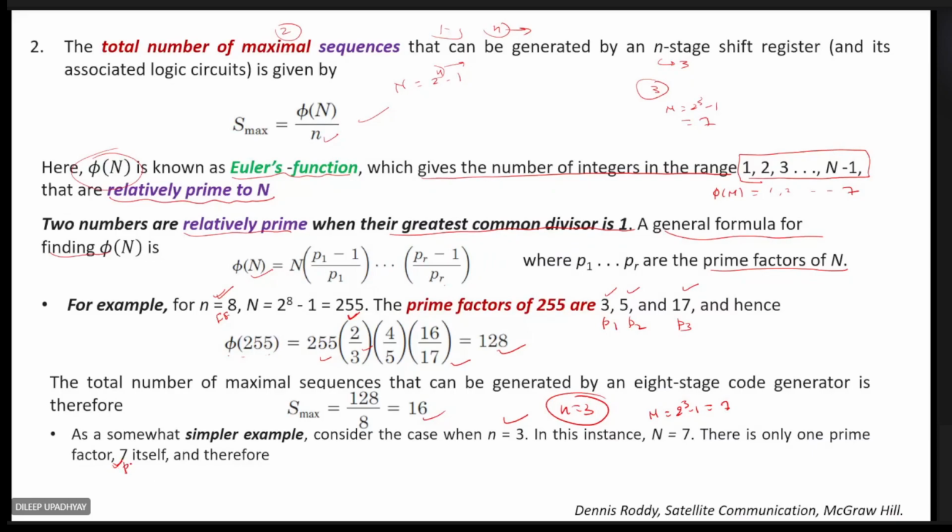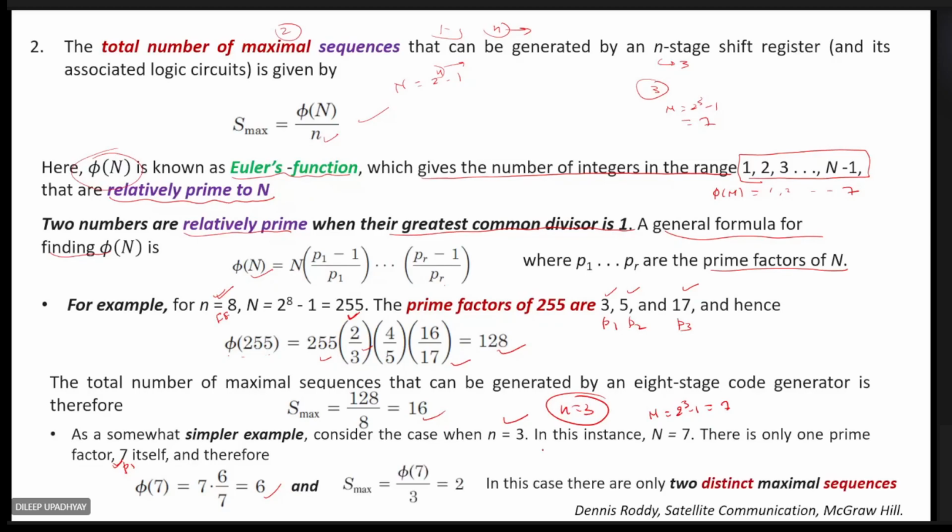So P1 is 7, and capital N is also 7. So if we calculate phi of 7, we get 7 minus 1, that is 6, divided by 7 times 7, which is nothing but 6. And then S max will be 6 divided by n, which is 3. So 6 divided by 3 is nothing but 2.